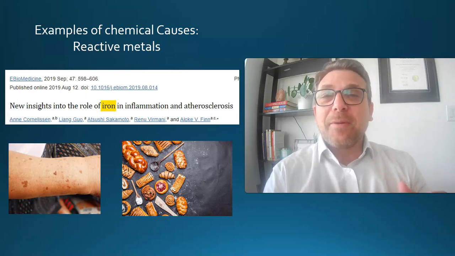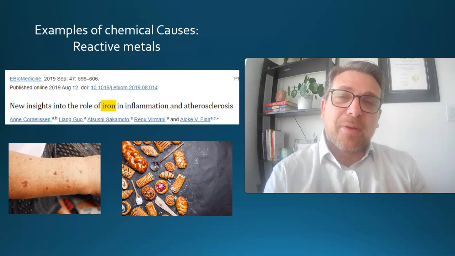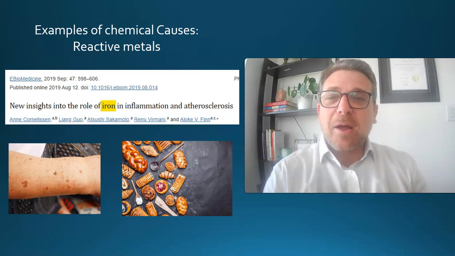You can look at donating blood every now and then if you qualify, if your health is good, and so on. But there are other ways as well to protect against iron accumulation.